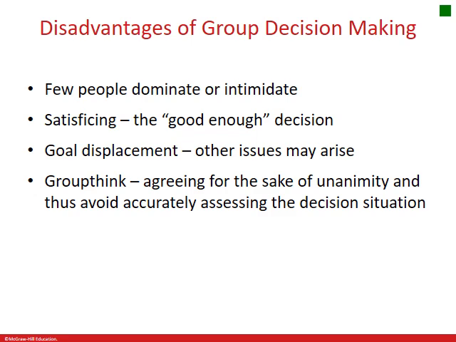And then finally, groupthink. This occurs when members strive to agree for the sake of being unanimous, and thus avoid accurately assessing the decision situation. Here, the positive team spirit of the group actually works against sound judgment, and if you have time, you should look at the documentary about the Challenger explosion. This is a key example and a case study on groupthink and how high-functioning individuals can make a decision that may lead to negative consequences.